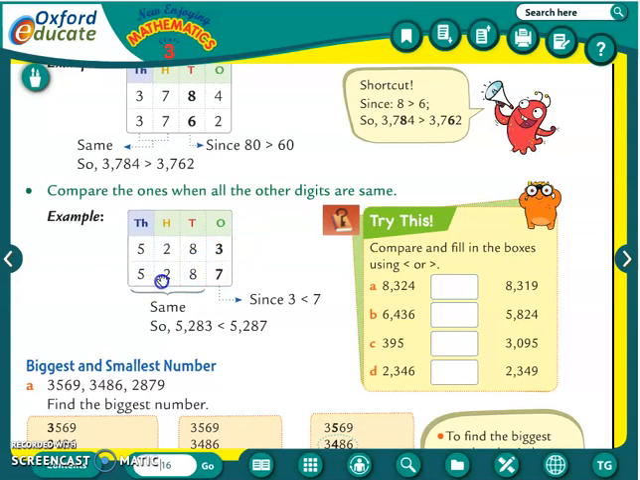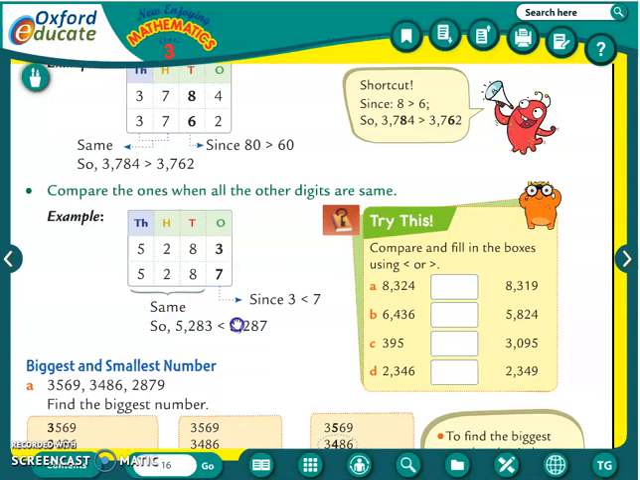5283, 5287. So 5 same at thousands place, 2 are same at hundreds place, 8 are same at tens place also. So now we will see ones place, that is 3 and 7. So you have to just compare between only these two numbers, 3 and 7, and that you can say easily that 7 is bigger. So from these two numbers 5287 is a bigger number.